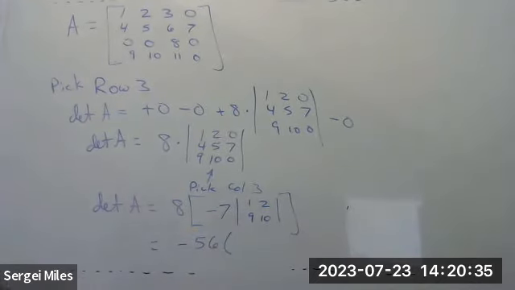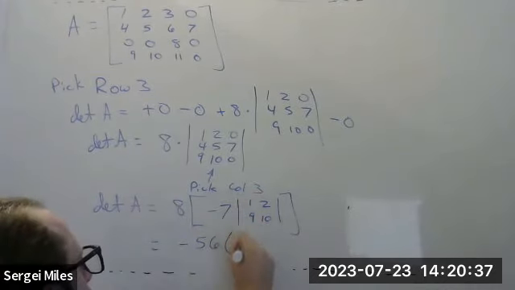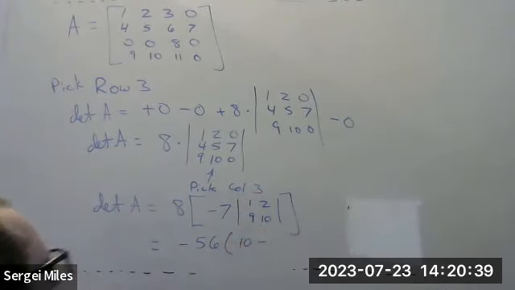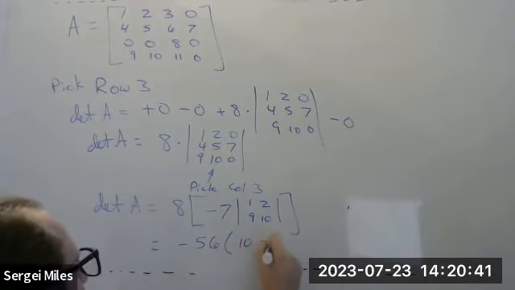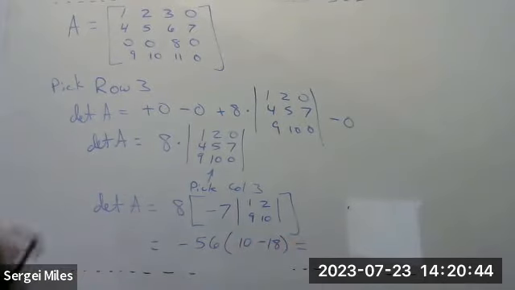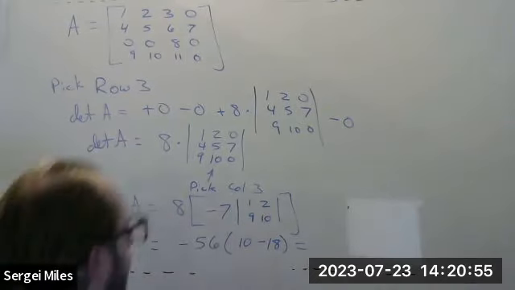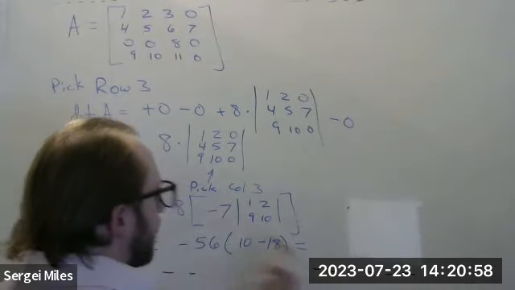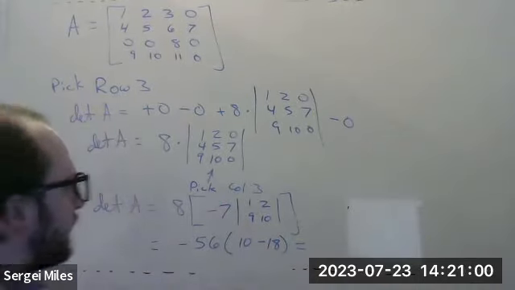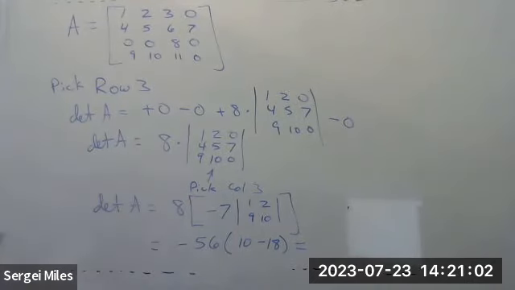2x2, which we know we have a formula for. Multiply the diagonal: 10 minus 9 times 2 is 18. Now, admittedly, I picked some numbers here that make the determinant come out a little bit nasty to calculate in the end. But that's okay. It's still not too bad. We're just using the same determinant formula. 10 minus 18 is negative 8. Negative 56 times a negative 8 will be positive.